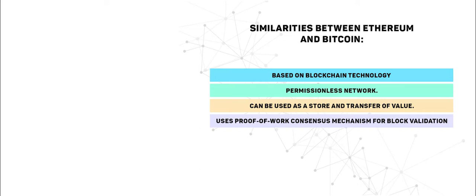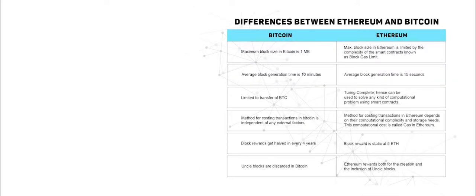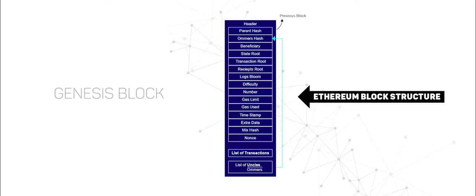Bitcoin and Ethereum are similar in many ways, but have key differences. Blocks are the main building blocks of a blockchain. An Ethereum block consists of a header and content. The content has a list of transactions and a list of hashes referencing uncle blocks.